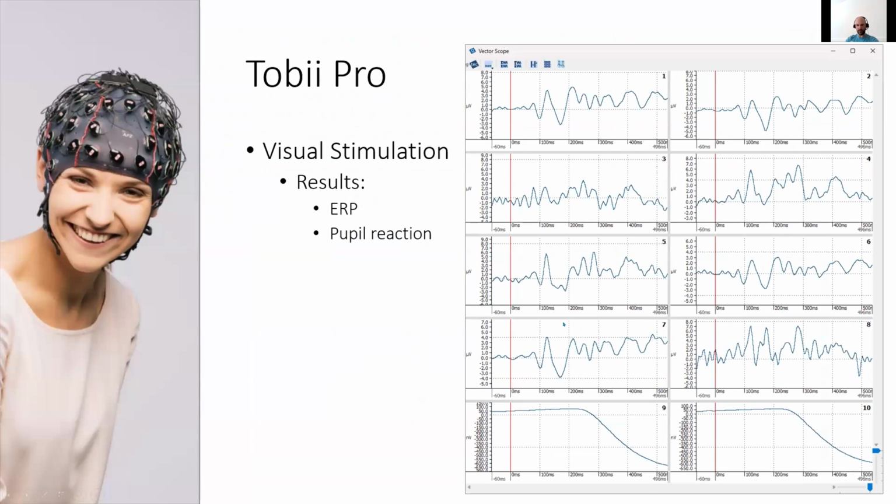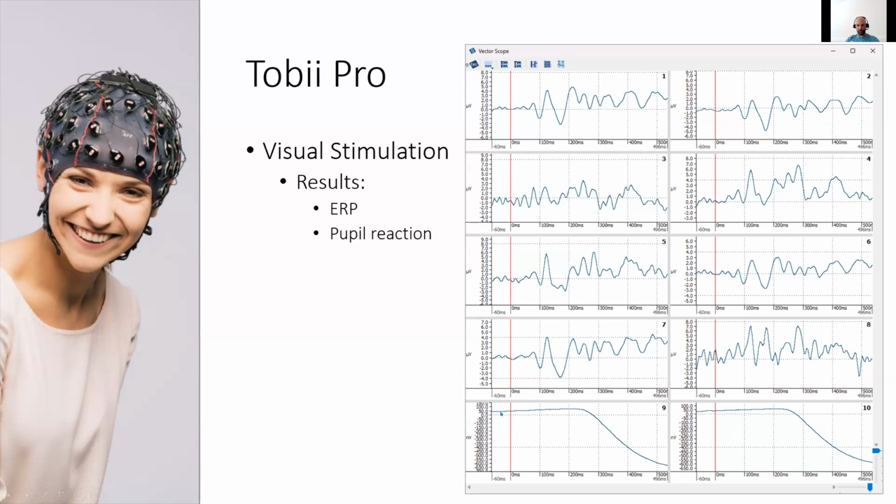And we see in a set of channels, for example here, here, here, here, and here, exactly the 170 milliseconds, the N170 component in our ERP. And in the same scope, we see the pupil reaction.